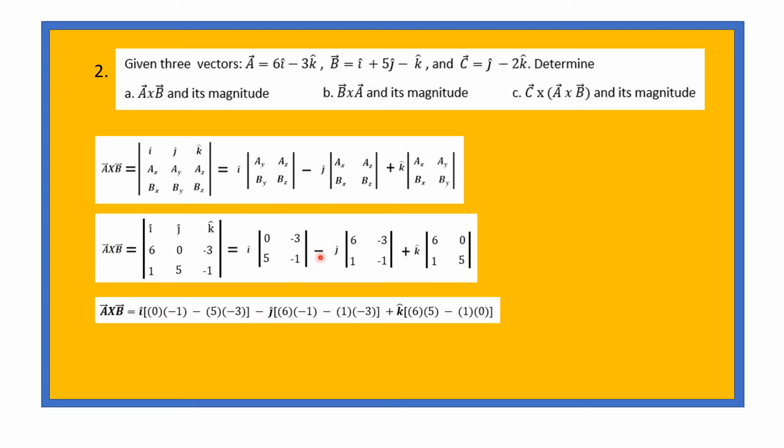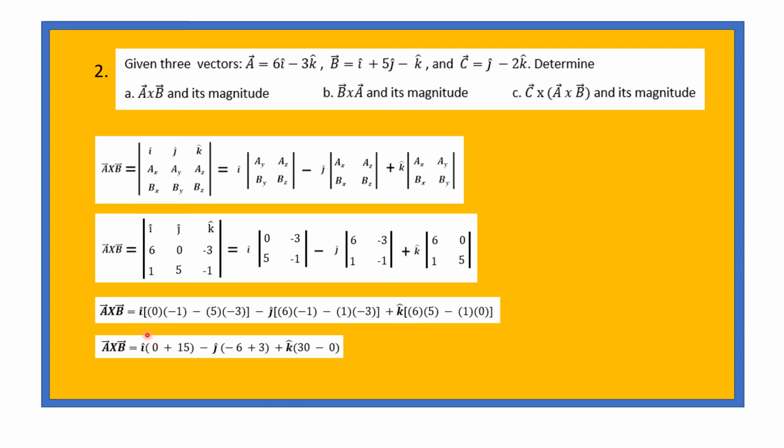Then minus j hat, again the same process. We have 6 times negative 1, and then minus we have 1 times negative 3. Then lastly, we have plus k hat. Then multiply diagonally, beginning in this direction, we have 6 times 5, followed by minus 1 times 0.